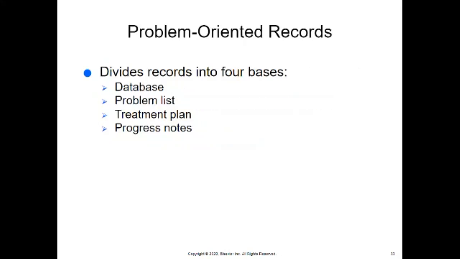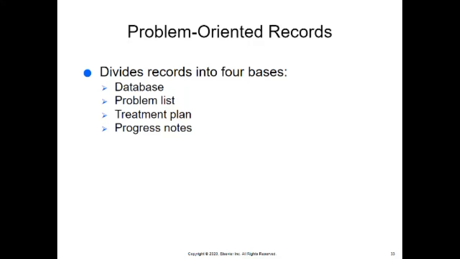So POR, Problem-Oriented Records, divides records into 4 bases: database, problem list, treatment plan, and progress notes. The problem-oriented record is a departure from the traditional system of keeping patient records and divides medical attention into 4 components. The database includes the chief complaint, present illness, patient profile, review of systems, physical examination, and laboratory reports.